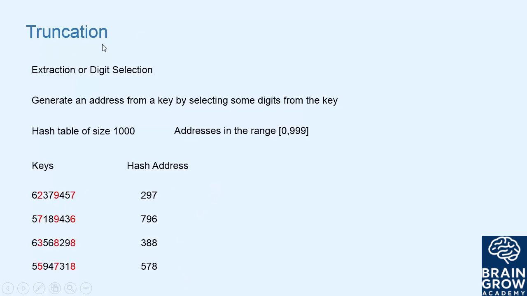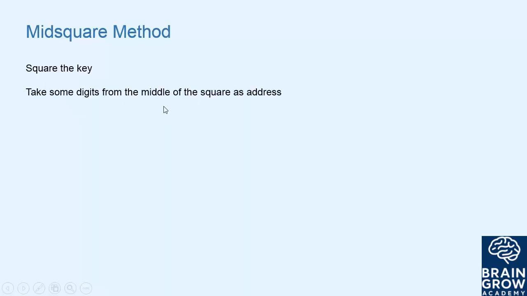This method is easy to compute and is fast, but the chances of collision are more as we are not utilizing the entire search key. Now the next method is the mid-square method. In this method, we square the given key and then some digits from the middle of the square are taken as the address. The selection of digits depends on the size of the table.